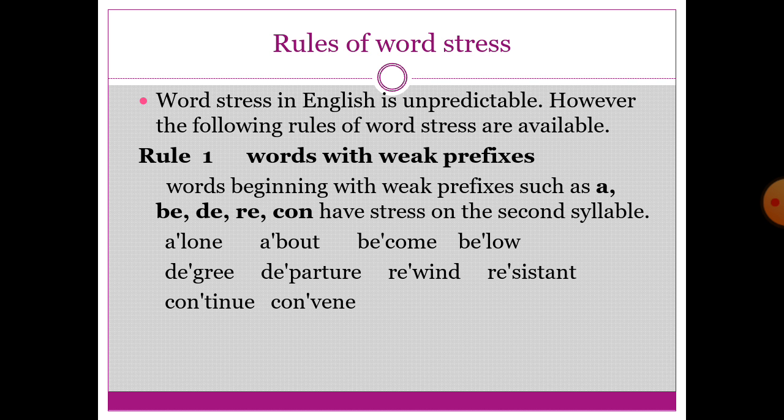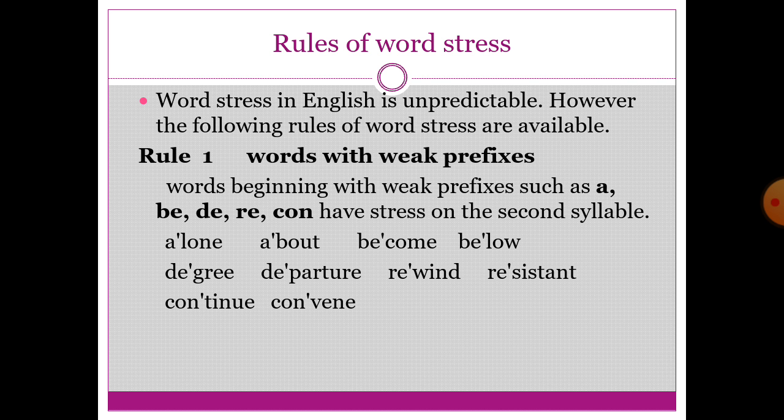So look at the word alone. The prefix here is a and it is a weak prefix, so the stress is on the second syllable, that is lone, alone. Then about. Here also the prefix is a and the stress is on bout, about. And here another word, that is become. Here be is a prefix and it is weak, and that's why the stress is on come. Become. He becomes.